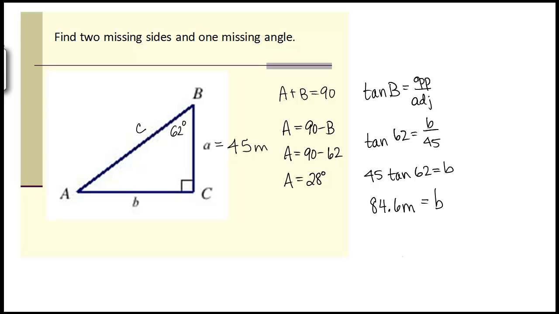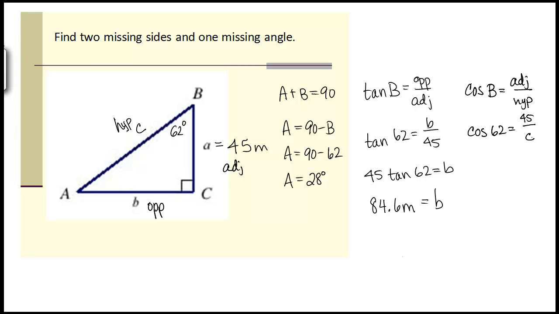Now again, I do have two sides of a right triangle now that I have side B, but that side B is rounded. So I'm going to go ahead and use the trig function to find the hypotenuse. So what trig function uses adjacent and hypotenuse? That would be cosine of angle B, because I am given angle B, of adjacent over hypotenuse. That's cosine of 62 is equal to 45 over C.